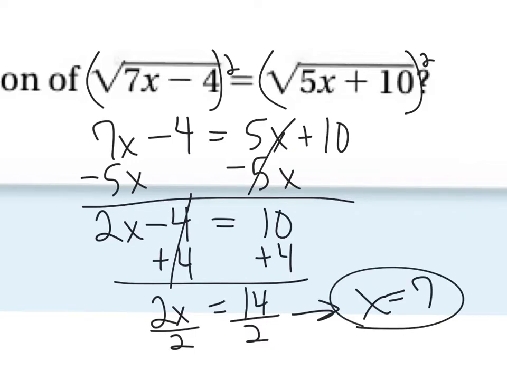At that point, you'd want to go ahead and substitute that back in and work it out. On the left side, you'd have under the radical 49 minus 4, which would be square root of 45. On the right side, you'd have under the radical 35 plus 10, which would be square root of 45. So that works. So that's the correct answer for that problem.